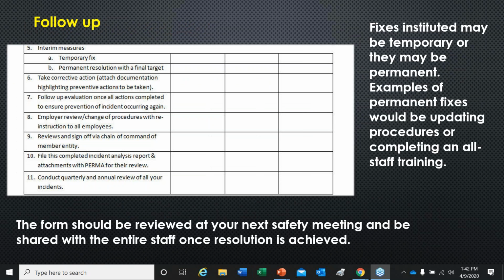And then the follow-up. Once you get all your items identified for the fix, it could be temporary fix. I'm going to use an example. Somebody tripped in the office over a carpet that was torn on the main carpet.